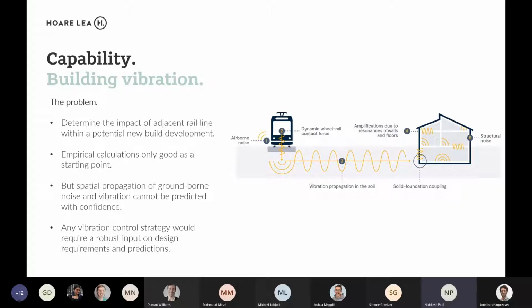There are methods in consultancy which rely on empirical calculations, but they're only meaningful as a starting point. When you are dealing with large, very complicated structures in a complicated geotechnical environment, it's not that straightforward, especially when you have to mitigate it. You don't want to go and mitigate a building only to find out, oh, it doesn't work. So you need to be absolutely certain, within a tolerance, that what you're using to mitigate any vibration is a workable solution, and that it will work.